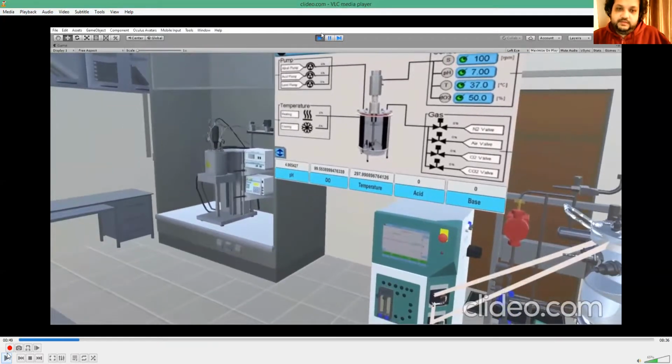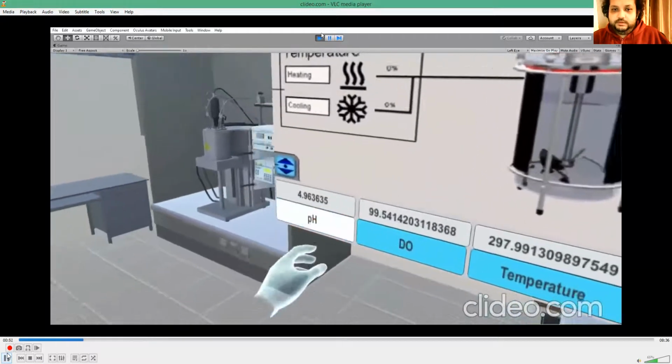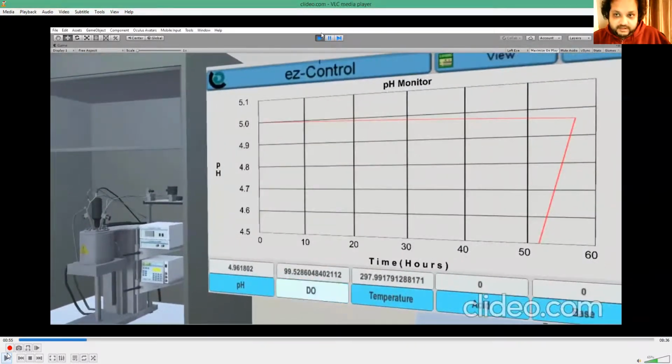Now, here in this game, we have a simulation running in the back end, which is based on mathematical models and real-life data from multiple penicillin batches. So here you can train people not only for offline scenarios but also online, when the bioreactor is running.